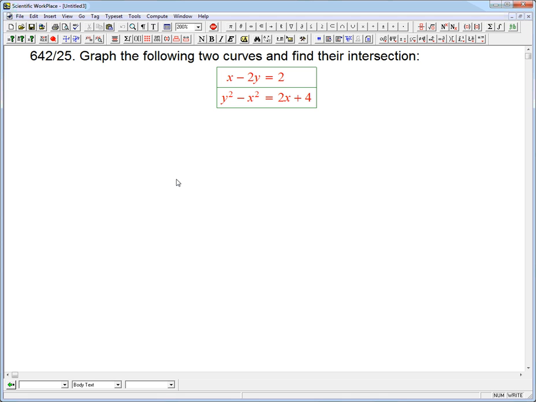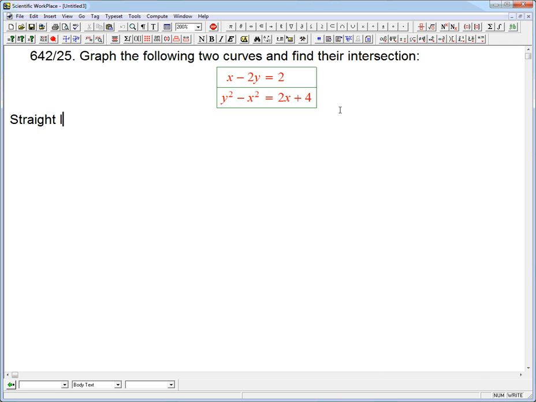Okay, here's a solution for my version of number 25 on 642. I wanted you to not just find the intersections, but also graph these two things. That gives us a really good guide as to whether the algebra is going to be correct when we do find the intersection. So the first one, x minus 2y equals 2, that's a straight line.